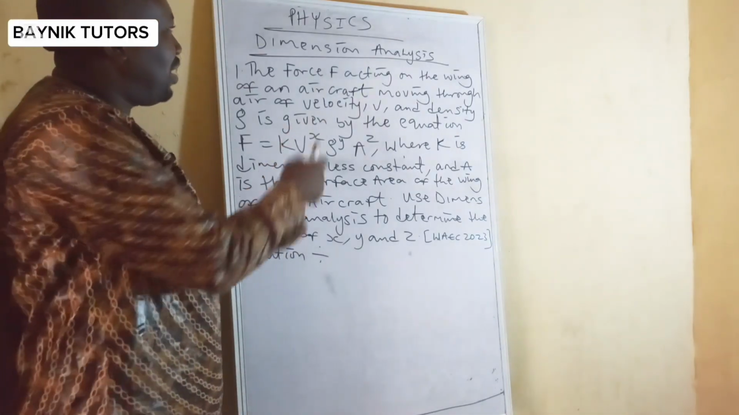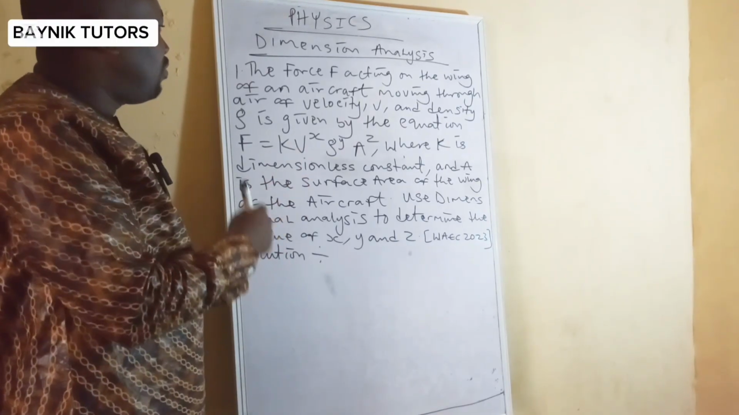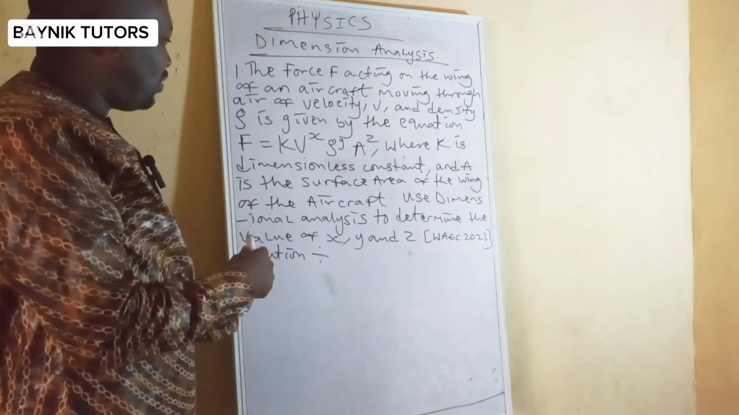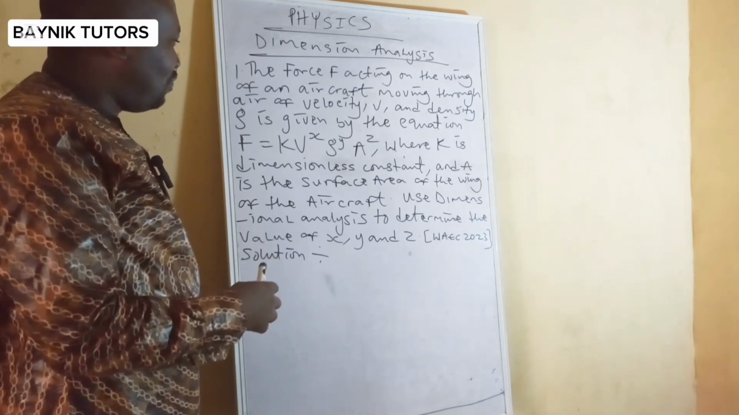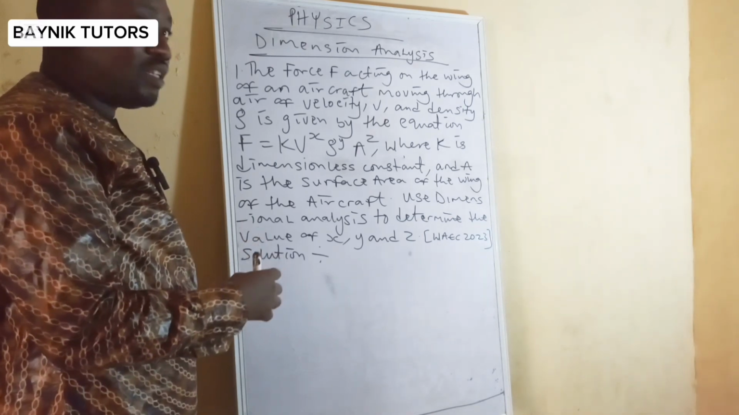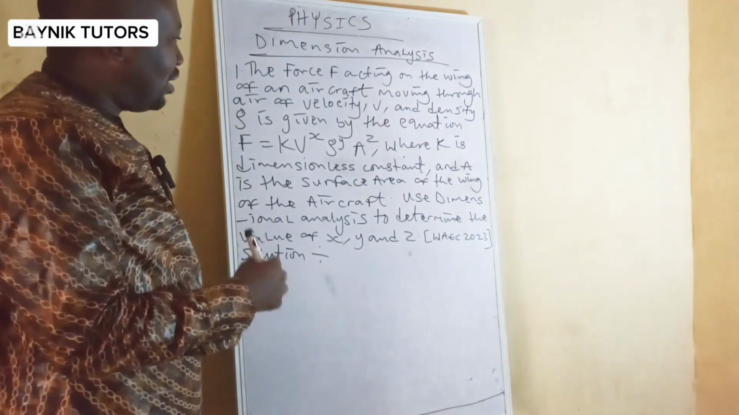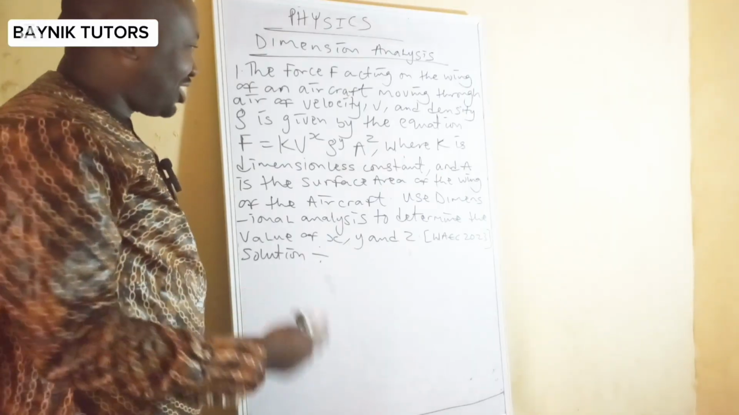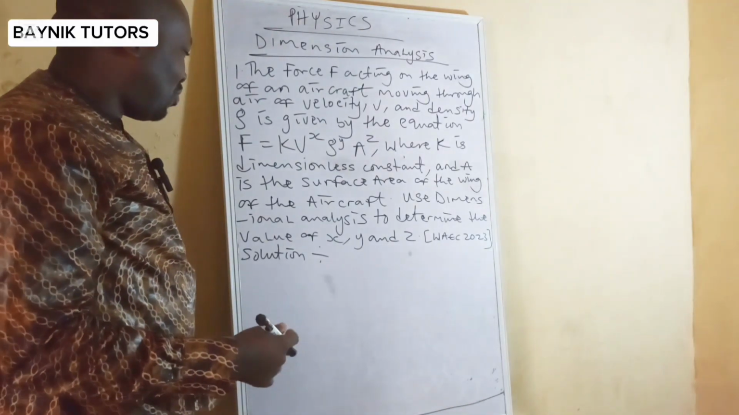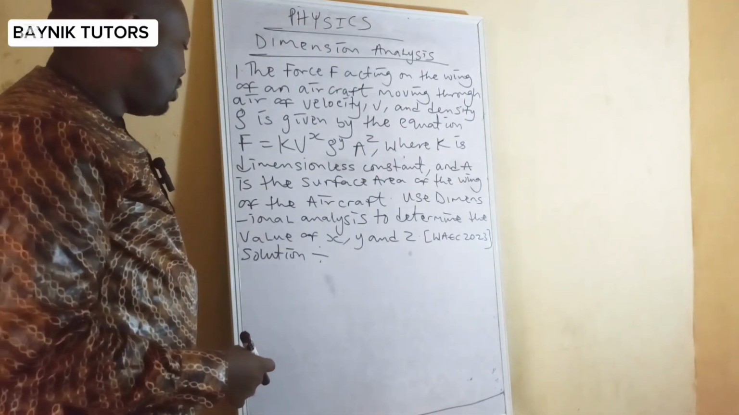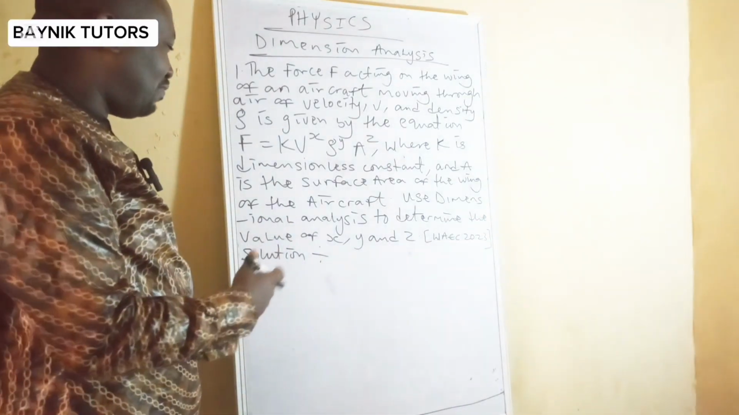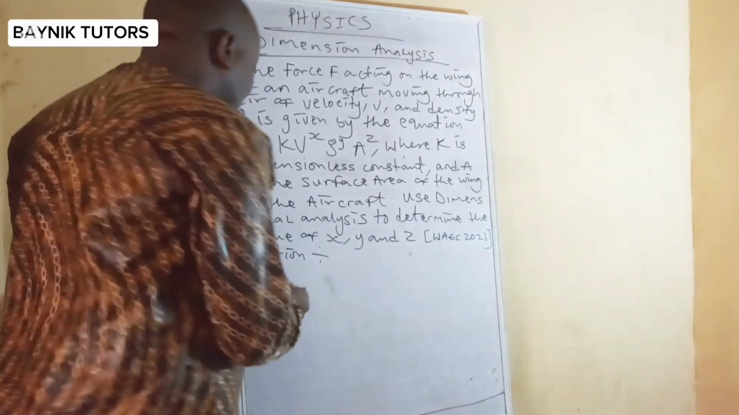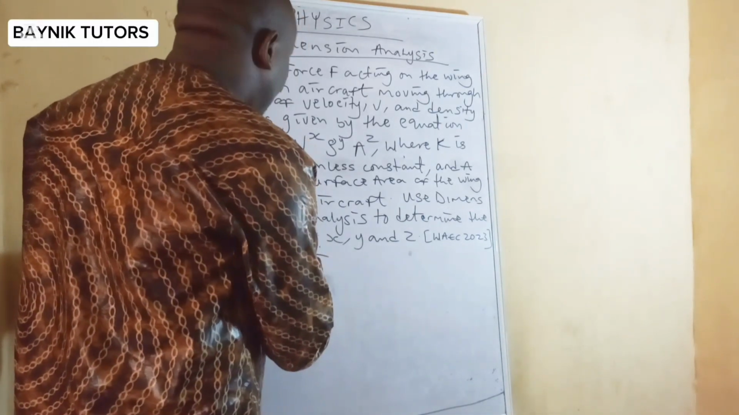The force F acting on the wings of an aircraft moving through air of velocity v and density rho is given by the equation F equals k v to the power x, density to the power y, A to the power z, where k is a dimensionless constant and A is the surface area of the wings of the aircraft. Use dimensional analysis to determine the values of x, y and z.